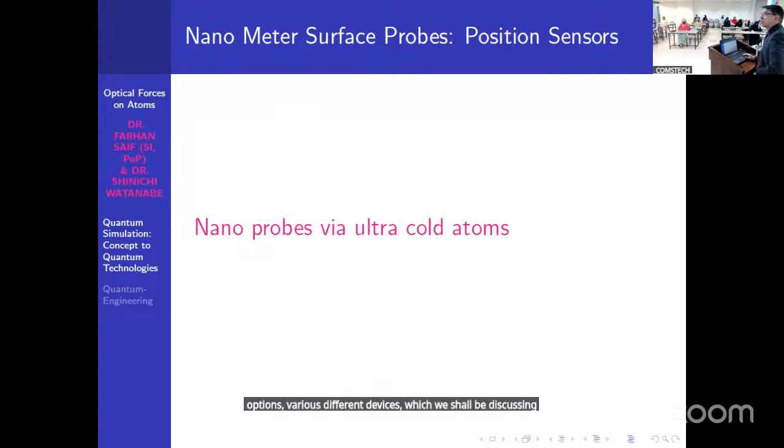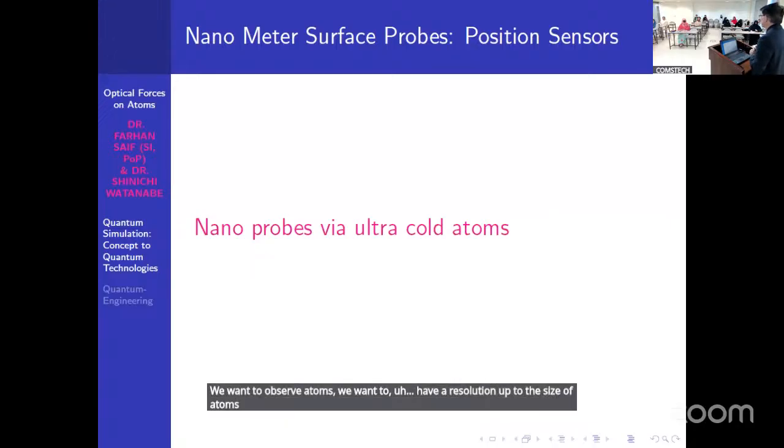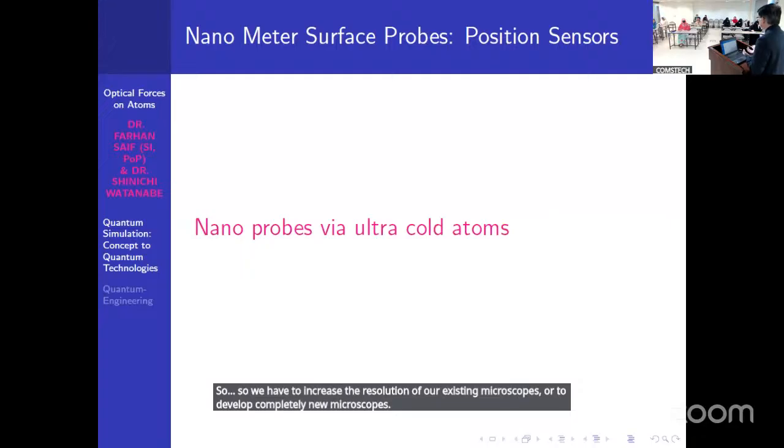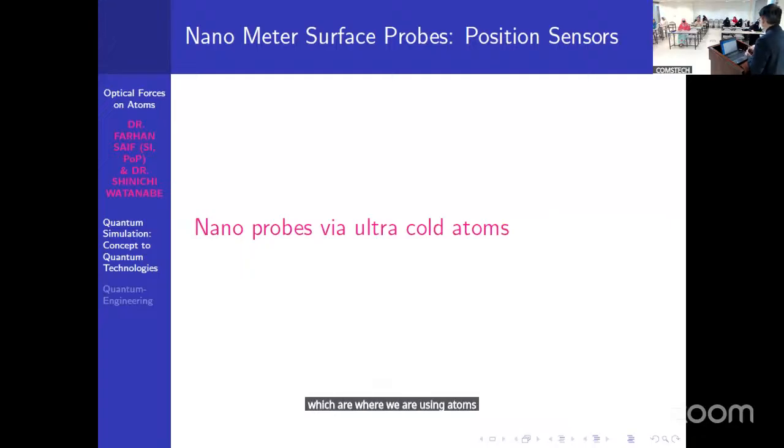And one of them is in developing the position sensor, or sometimes we name them microscopes. But since we want to talk about atoms, we want to observe atoms. We want to have our resolution up to the size of atoms. We shall be requiring these microscopes to resolve at the nanometer scale. It's very, very small. So we have to increase the resolution of our existing microscopes or develop completely new microscopes, where we are using atoms again to see atoms.